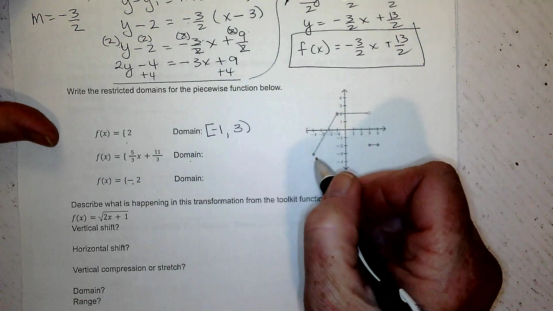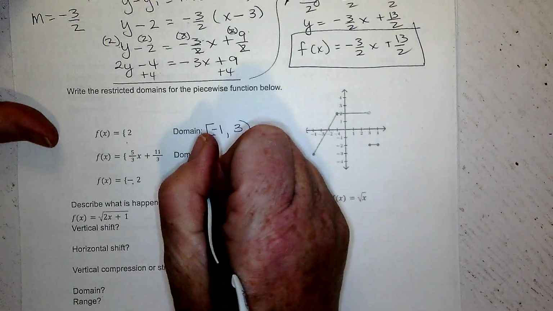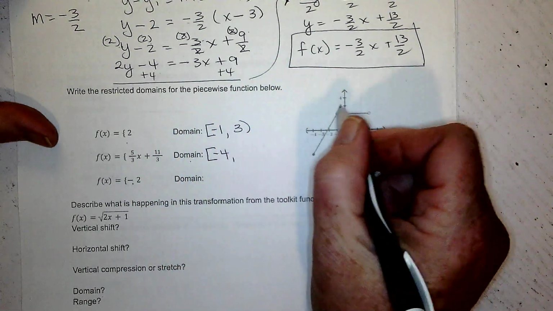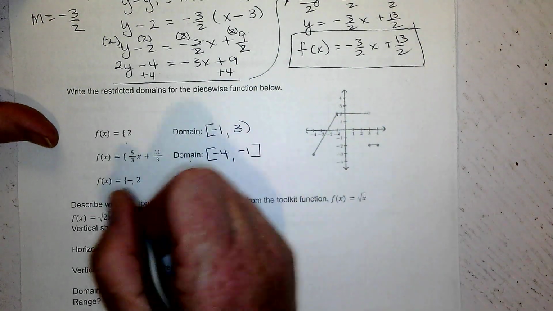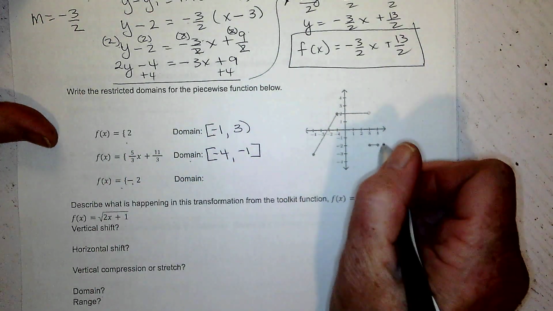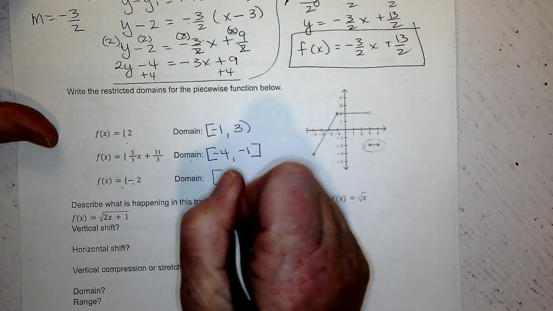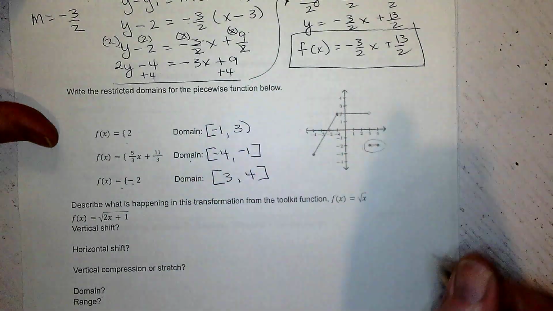This line is obviously not negative 2, so it's this one. The domain starts at negative 4 and it ends at negative 1. Both are included. Lastly, y equals negative 2, which is this guy right here. Starts at 3, ends at 4, both included.